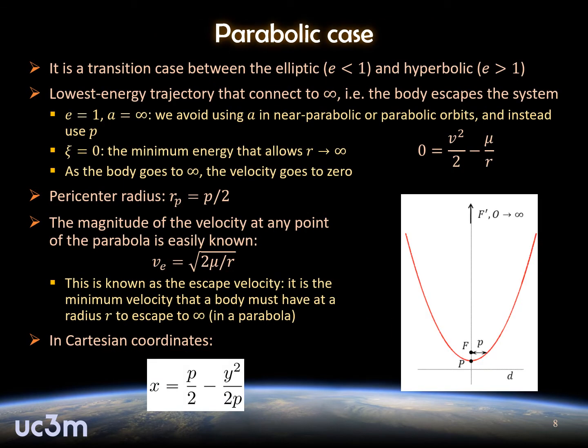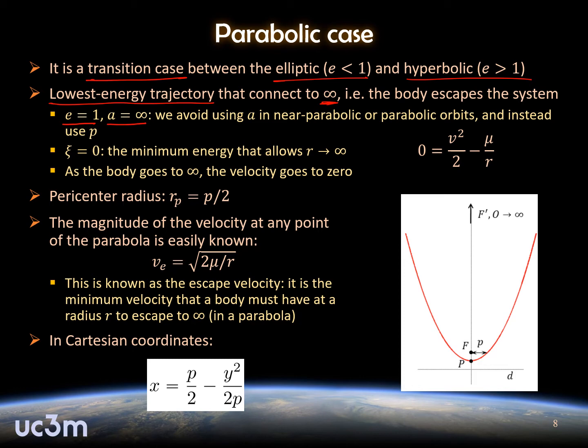Moving on to the parabolic case, as we have advanced already, the parabola is just a transition case between the elliptic orbits and the hyperbolic trajectories. So it's basically the case of the eccentricity exactly equal to 1. So it's very hard to reproduce in practice. We are either in a very elliptic case or a slightly hyperbolic case in practice. In any case, the parabolic case is of interest because it is the lowest energy trajectory that allows us to escape to infinity. Okay, so it is the trajectory that has eccentricity equal to 1 and semi-major axis equal to infinity.